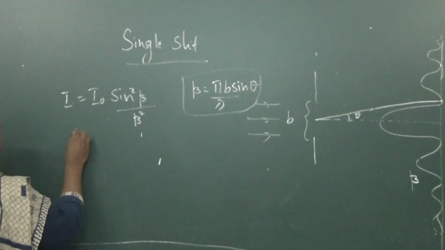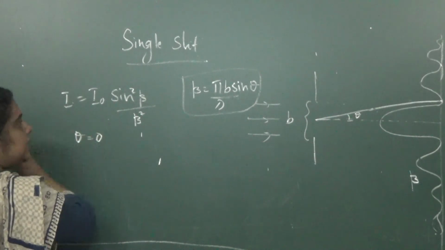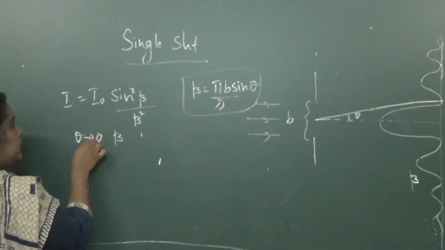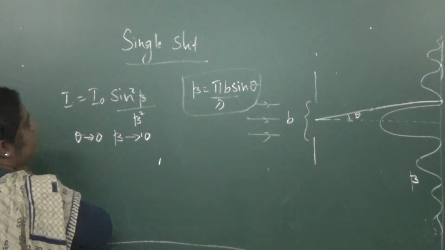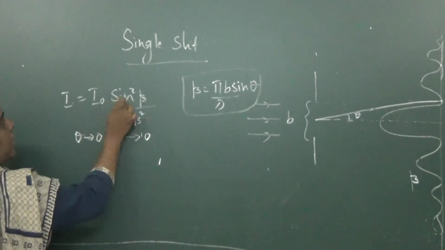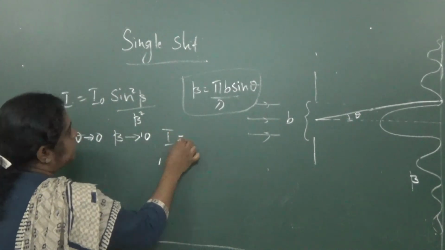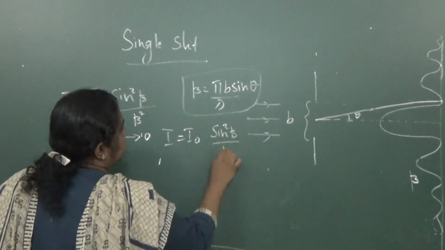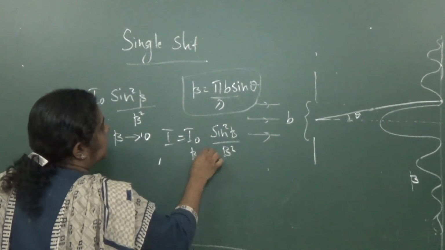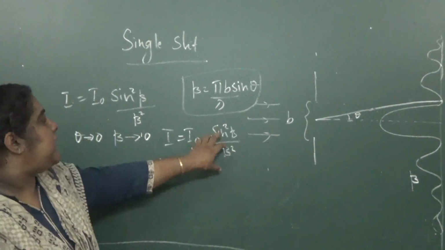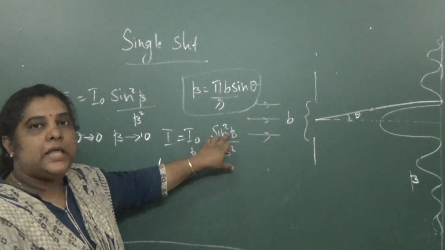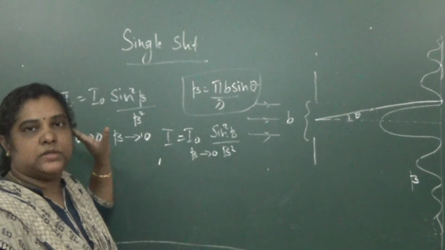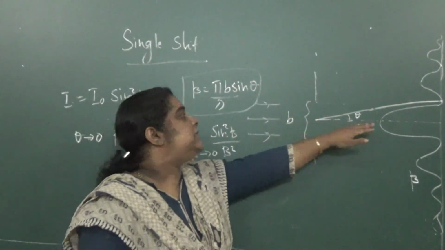Now the condition for the central maxima we already found. That is when theta is equal to 0, beta is also becoming 0. Then I is equal to I0 sin square beta by beta square when beta tends to 0. We know when beta tends to 0, sin beta by beta gives you 1. So you are getting I is equal to I0. That is the condition for the central maxima.